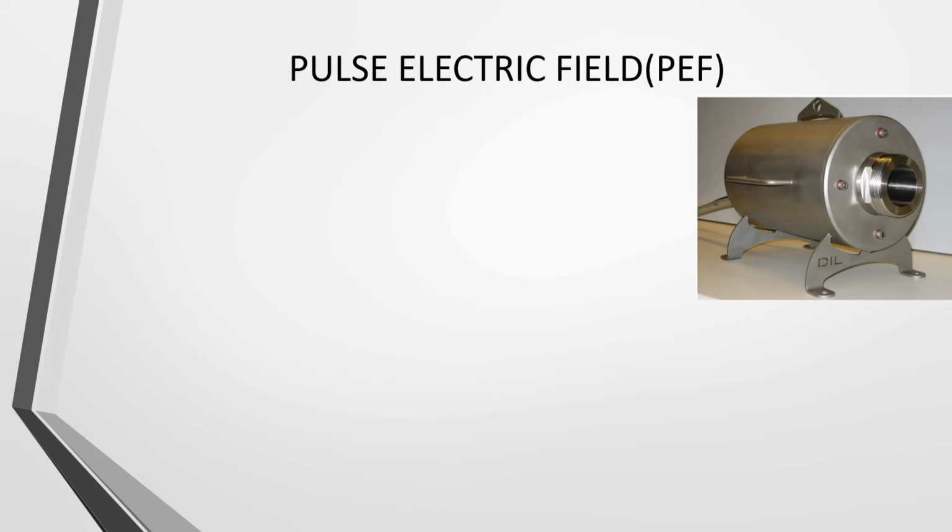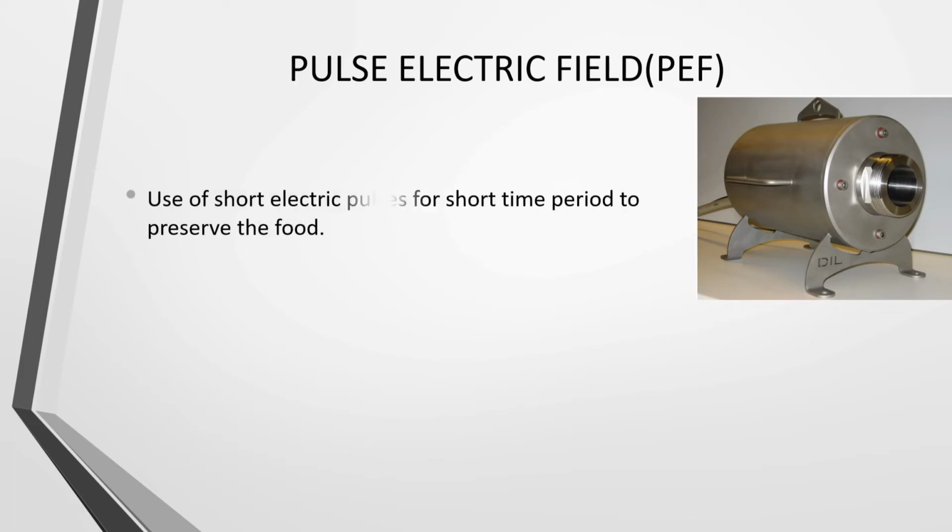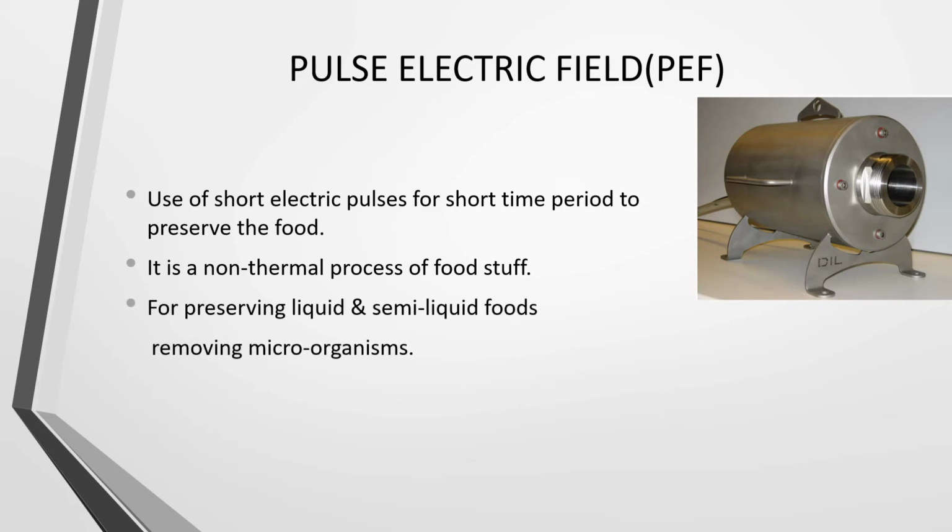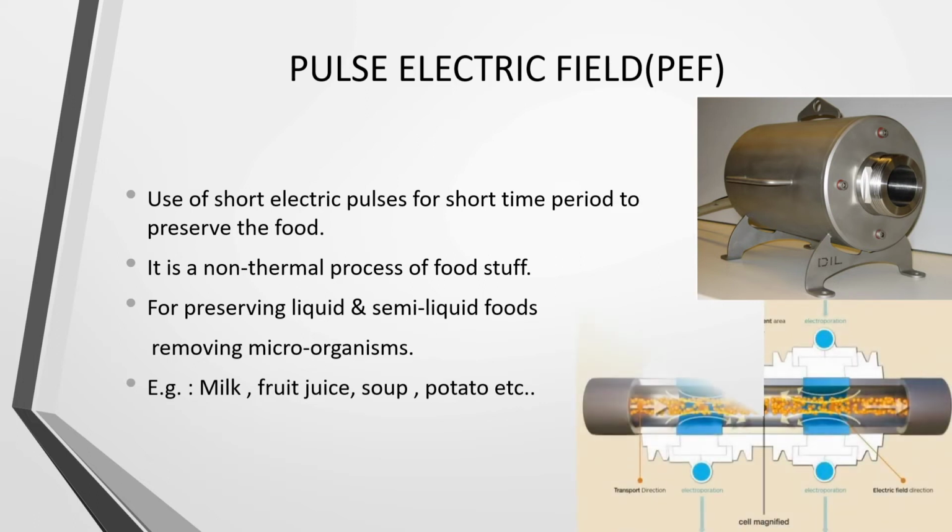Do you know how crispy french fries are made? Physics plays a great role for crispy french fries through pulse electric field. It uses short electric pulses for a short period of time to preserve the food. It is a non-thermal process for foodstuff. It is used for preserving liquid and semi-liquid foods, removing microorganisms. Examples: milk, potato, that is crispy french fries, fruit juices and soups are made through this pulse electric field.